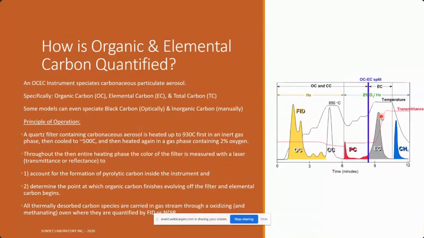This is one example, and based on the sample source and the sample chemical compounds that might be in there, this changes a little bit. Samples that contain more pure EC see less charring or formation of pyrolytic carbon. And samples that might contain, or aerosol that might contain, more organic carbon, such as smoke, would see an increase in this.